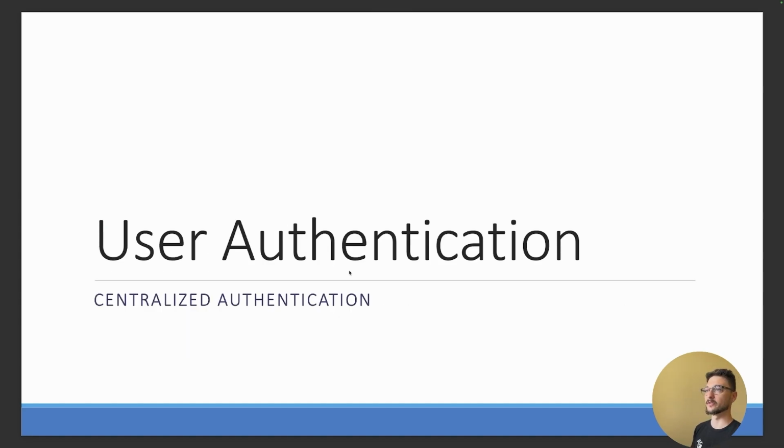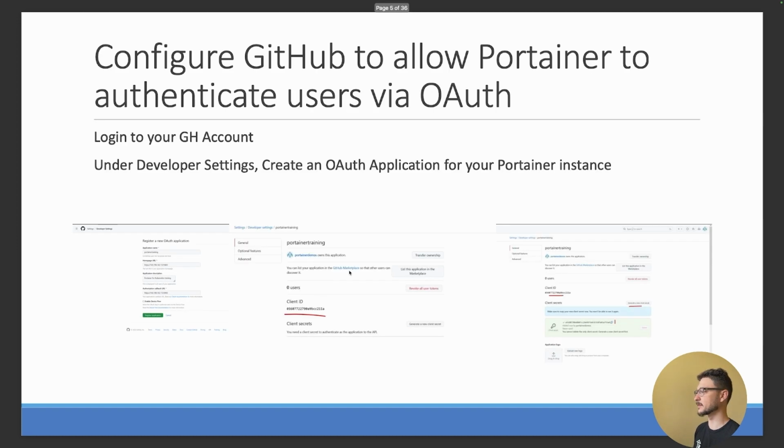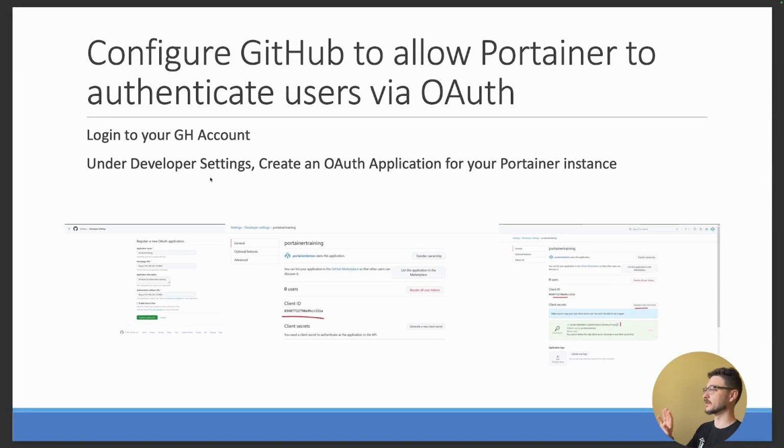So now we are going to focus on user authentication. So this is where the GitHub side of things comes in. So what we're going to want to do here is configure GitHub to allow Portainer to authenticate users via OAuth, okay? And this is really easy to do. So all we need to do is log into our GitHub account and then go into developer settings, create an OAuth application for our Portainer instance. So I'm going to guide you through all of that.